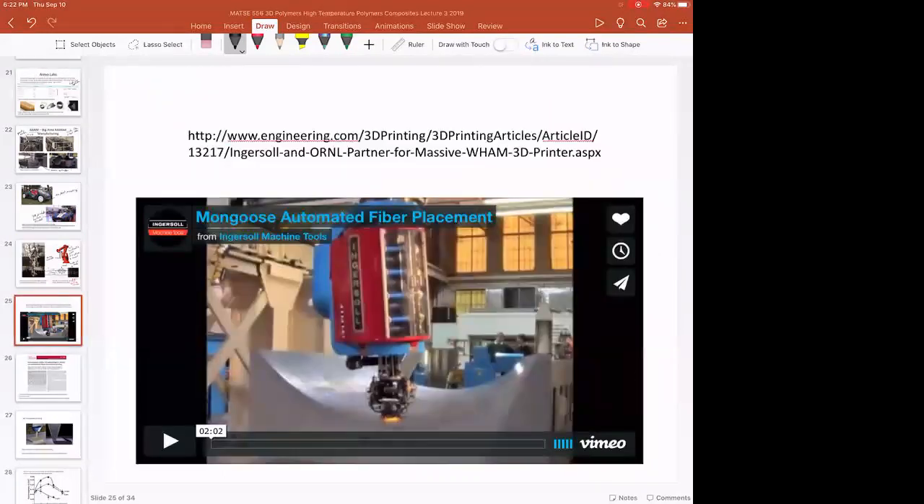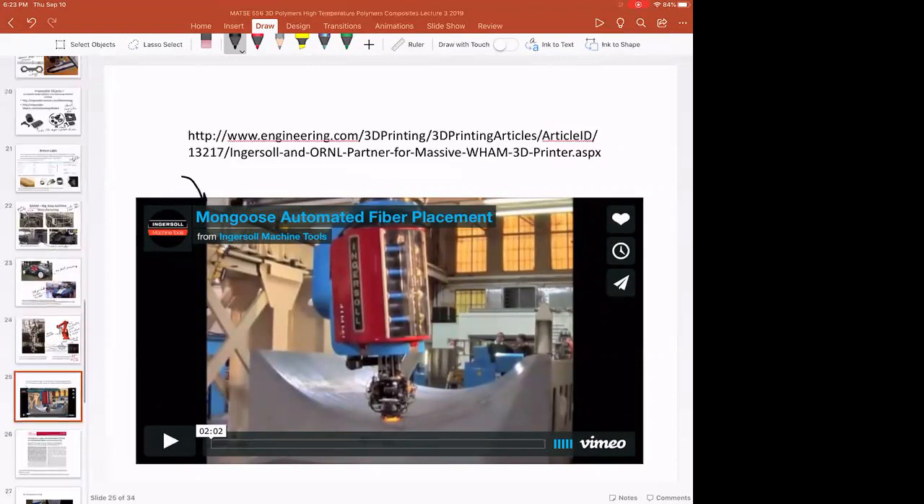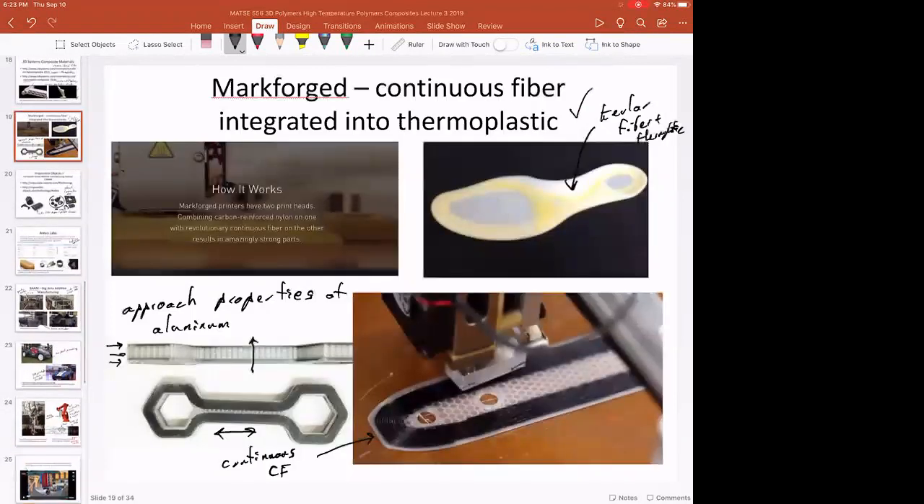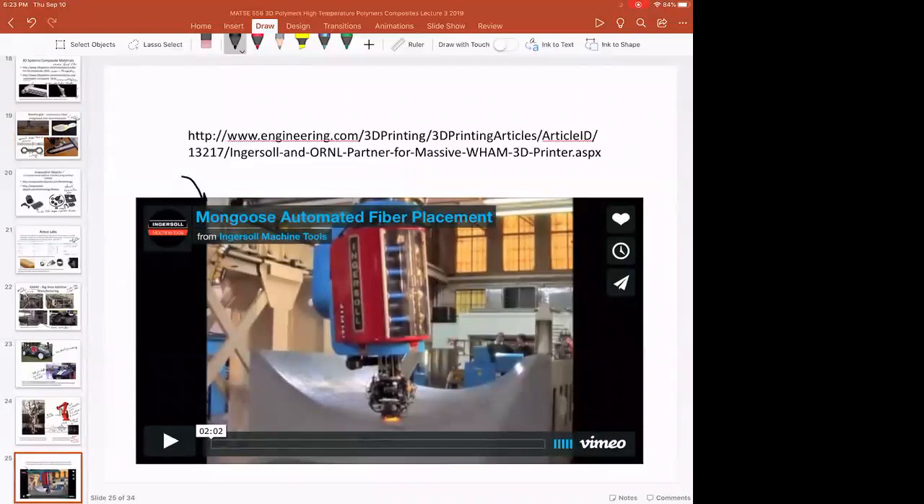Okay, the one cool continuous fiber printer is this thing that they call Mongoose. And so we talked about Markforged, which is a very small scale printer. You see this shoe bed here. A Markforged printer is like maybe a couple feet by a couple feet. This Mongoose, this is a person right here.